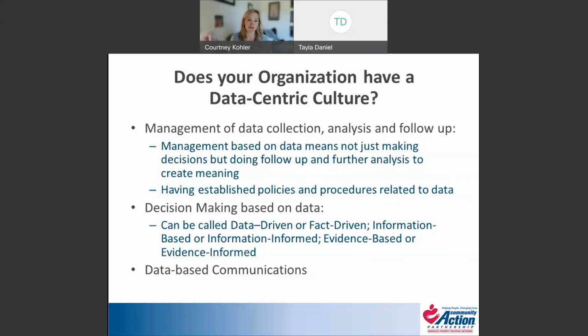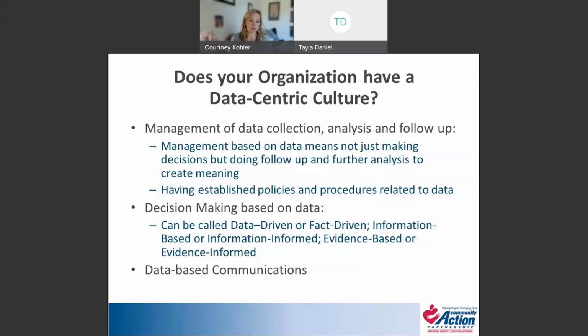Management based on data in your agency means not just making decisions, but also doing follow-up and further analysis to create meaning. Another one is that you might see that the organization has established policies and procedures related to data if you're more data centric. And we do have, in some of the training resources that I'll talk about later, a guide to data policy and procedures that can help your organization draft those if you don't have them currently or you're looking to build upon what you have.